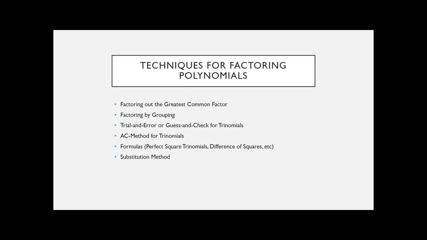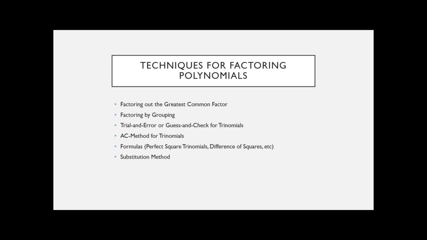We can factor out the greatest common factor, and that is basically done first. No matter what type of factoring you're doing, you always try to do that first because it makes things smaller to work with. Then there's factoring by grouping, which is generally used if you have 4 or more terms. We've got trial and error, which is also called guess and check, and the AC method. Those are both specifically for trinomials, which means we have 3 terms, and so you do one or the other.